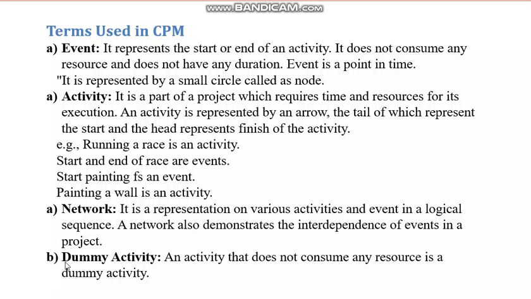Now another definition is dummy activity. You see, dummy activity is an activity that does not consume any resource. Actually it is not an activity, but we have to show it with a dotted line instead of a continuous line of the arrow of the activity. Dummy activity is shown with a dotted line arrow, and it doesn't require any resources. But why do we show it? We only show it so that this interdependence can be clearly understood in the network.